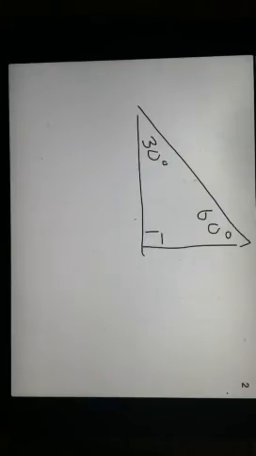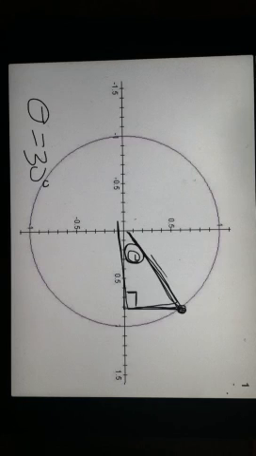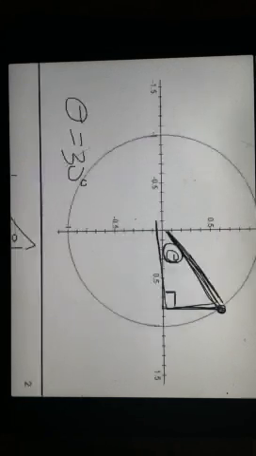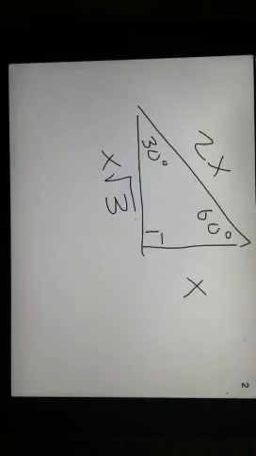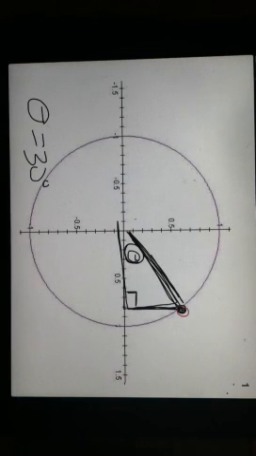And so we know the side lengths are x, 2x, and x root 3. From this, we know, as seen above, that the radius of the circle is always going to be 1. So this measure is 1, which means that this measure must be 1/2, and this measure must be root 3 over 2. So now we've got the coordinates for this new point, which are root 3 over 2 and 1/2.